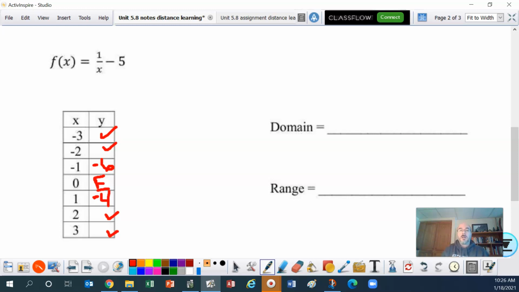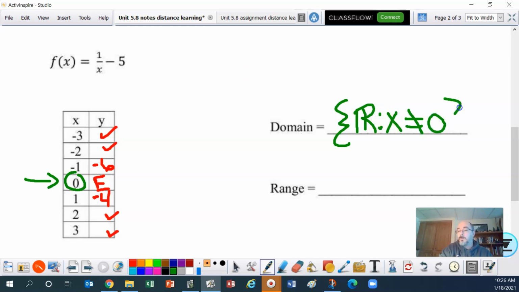Okay, let's go ahead and go with the domain, folks. Let's start with the domain. So what's next to the error? The 0. So that does not work. So the domain, again, is all real numbers, except where x cannot be a 0. It does not work for 0.